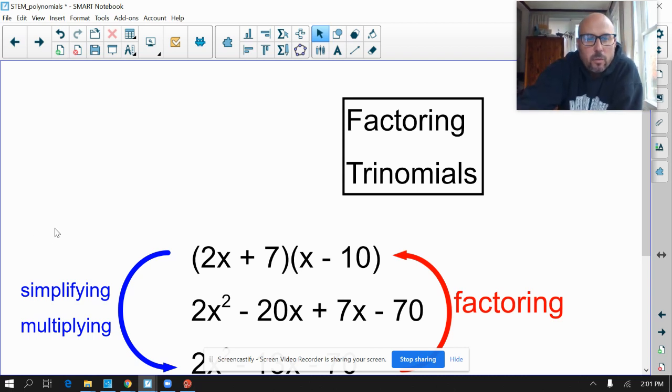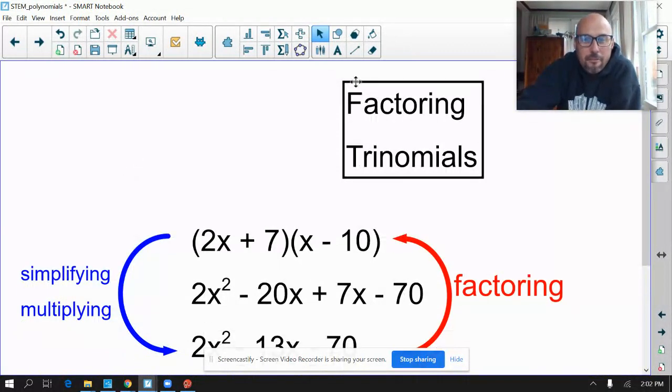Hello, everybody. So we're today talking about factoring. We're going to spend a few days on this. This is a very, very important topic, factoring. And factoring is going to be in pretty much every math class you take for the rest of your career. However many math classes that is, I don't know.